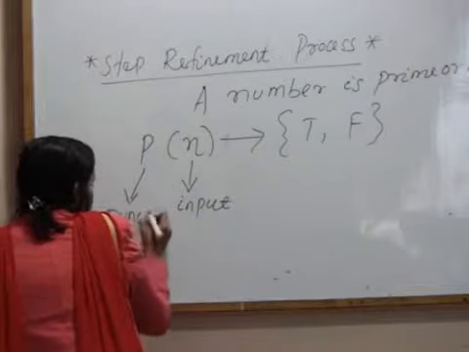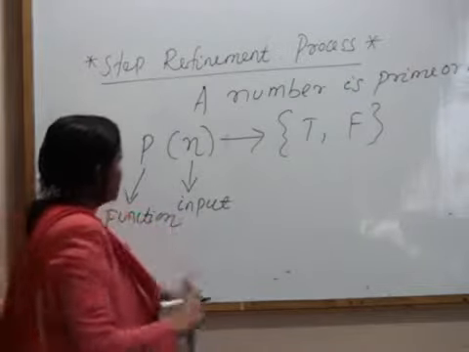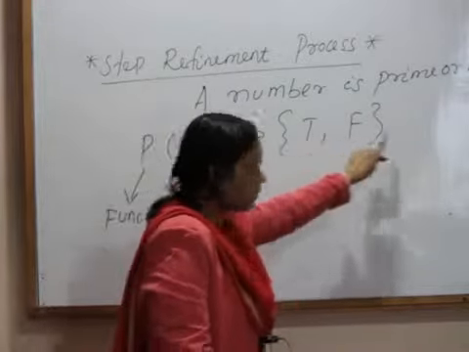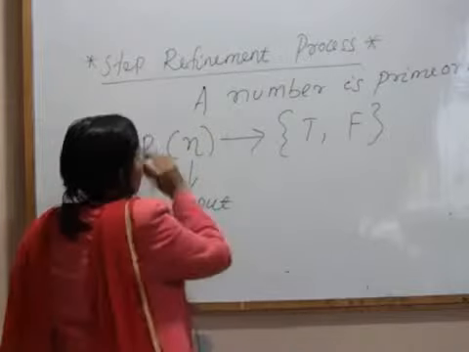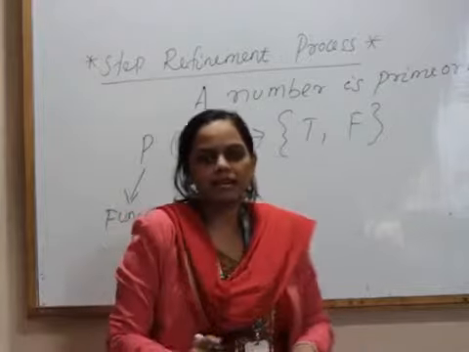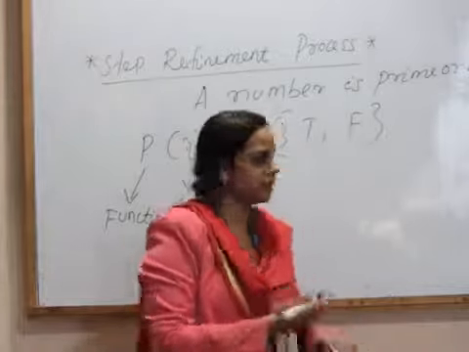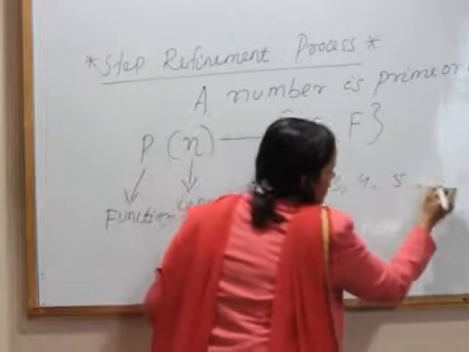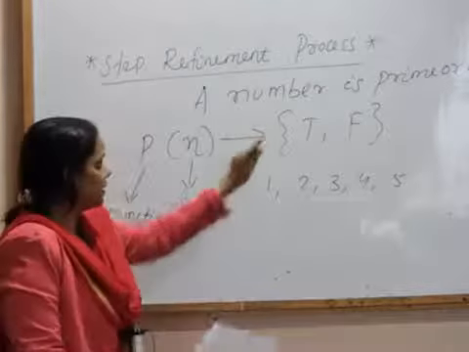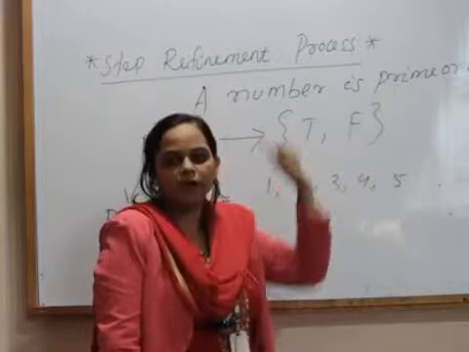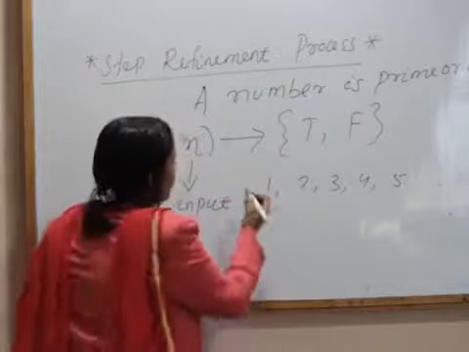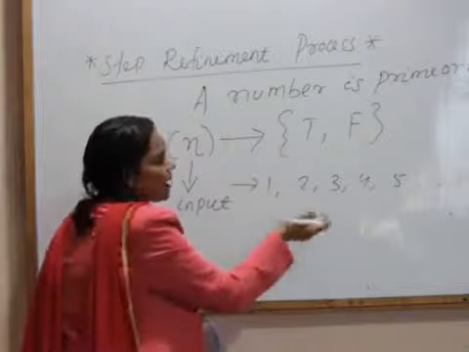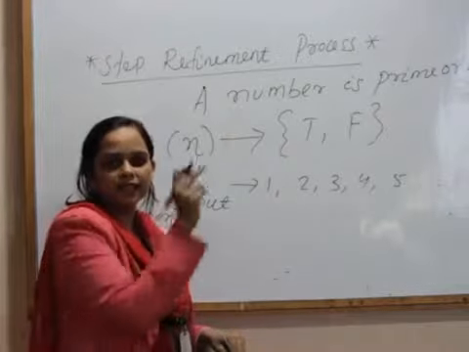Here n is the input and P is the function, meaning you are applying the P function to the n input and finding out whether it is true or false. Let's start. Whenever we say a number is prime or not, first of all we can think about numbers like 1, 2, 3, 4, 5, 6. Prime means the number which is divisible by 1 and itself.